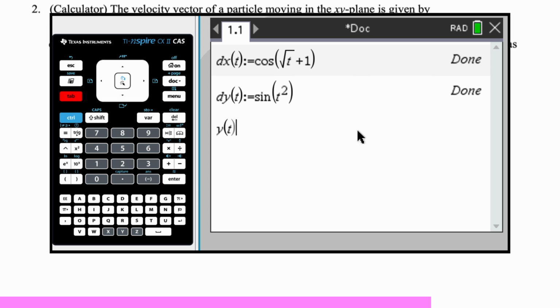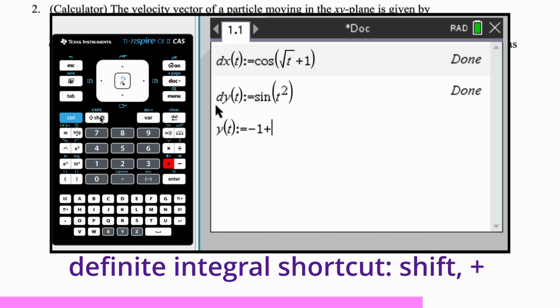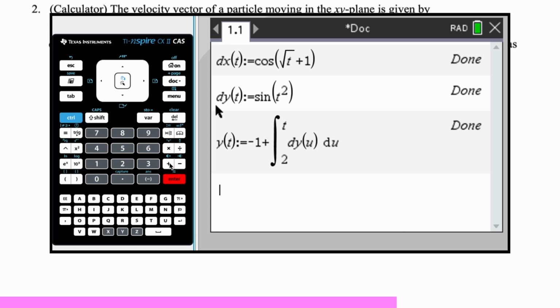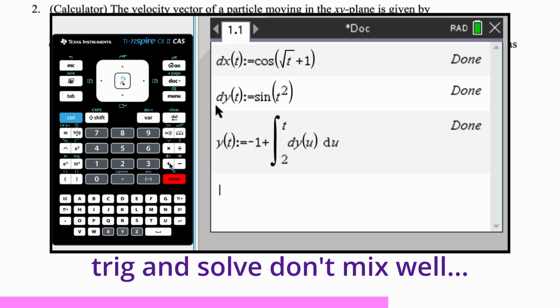So y of t is going to be negative 1 plus, we're going to do an integral, so that's going to be shift plus, we need to go from 2 to t of dy, the function that we just defined, we need a dummy variable, so I'm going to use u, dy of u du. All right, so you definitely don't want to try to use solve on this thing to get where y is equal to negative 1.3 for the first time.